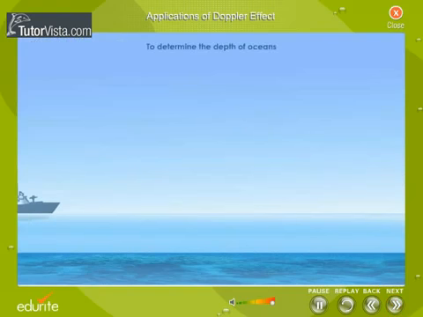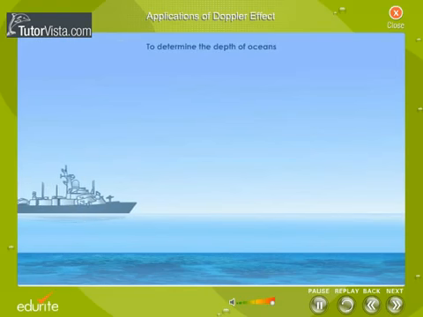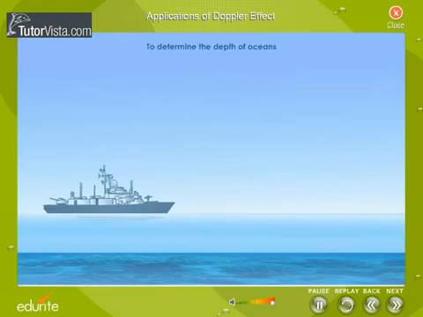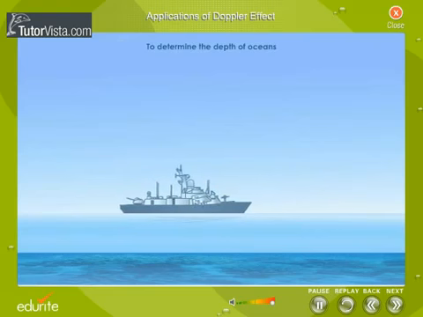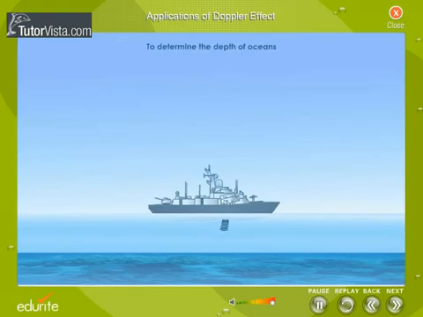To determine the depth of oceans, we can apply the Doppler effect for estimating the depth of the oceans. For this, we make use of sonar. A transmitter from a ship transmits sound waves towards the ocean floor. These waves are then reflected by the ocean floor and are received by the receiver. Note the time taken by the waves to come back to the source. Now we can estimate the depth of the ocean by using the formula D = V × T / 2, where V is the velocity of sound waves and T is the time taken.